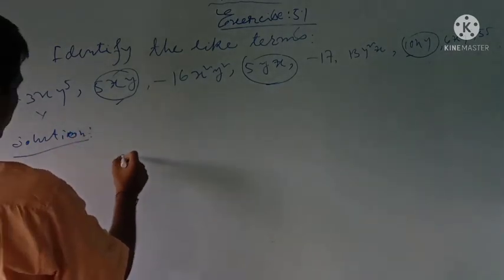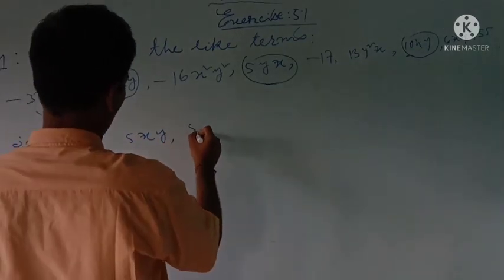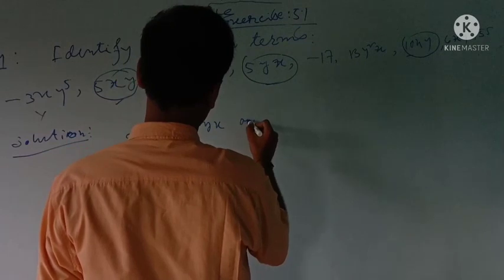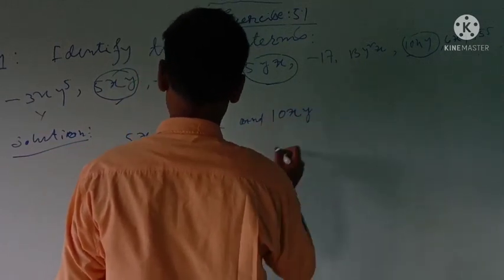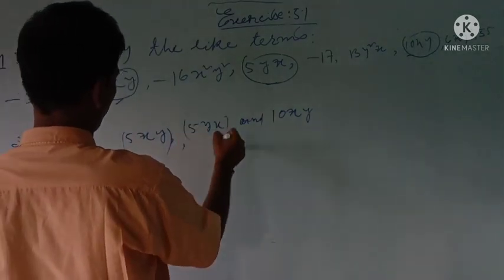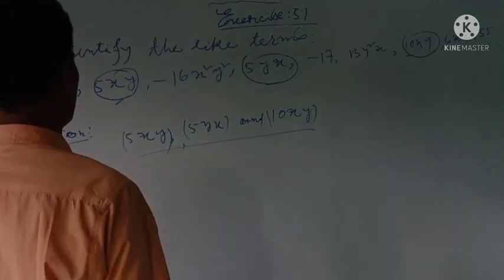Okay, we'll write 5xy, 5yx and 10xy. Okay, 5xy, 5yx and 10xy. This is the like terms.